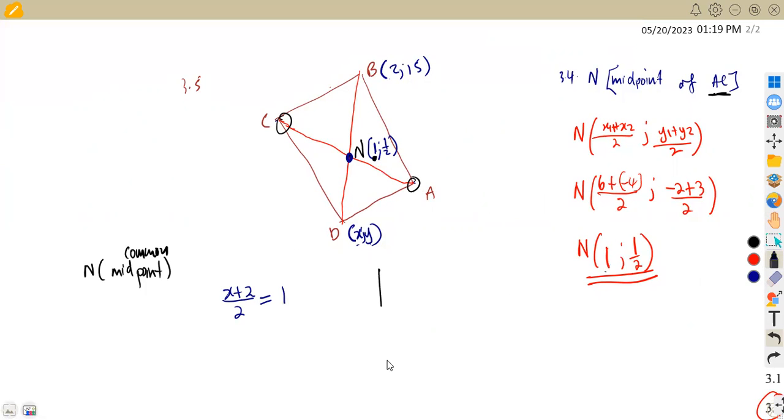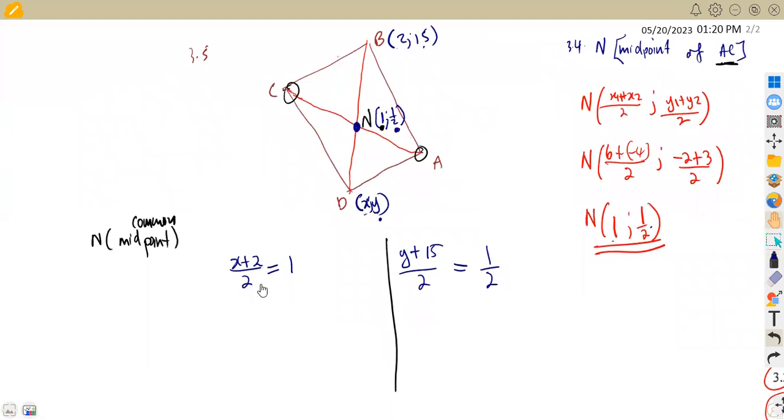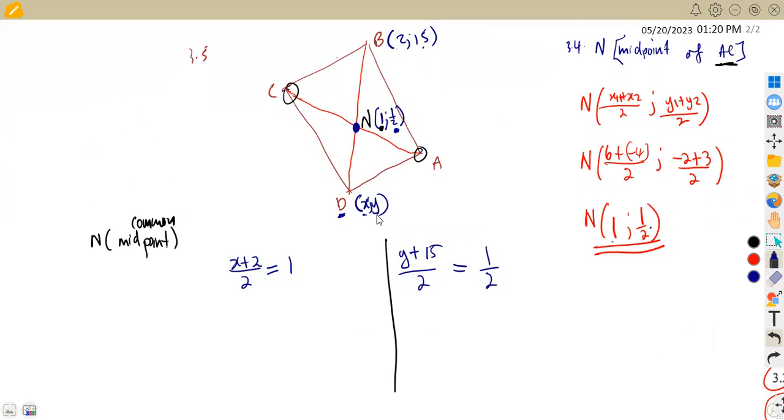The same thing is going to happen with the Y values. The Y value at D plus the Y value here, which is 15, over 2, is the same as the Y value at the midpoint, and the Y value at the midpoint is 1/2. So you just redo the same way that you used to calculate the midpoint, but you are calculating this in terms of unknown values, that is X and Y. By doing this, we have formulated equations in terms of X and in terms of Y that we can solve. By solving for X, we are automatically finding the point D, because that's X and Y.